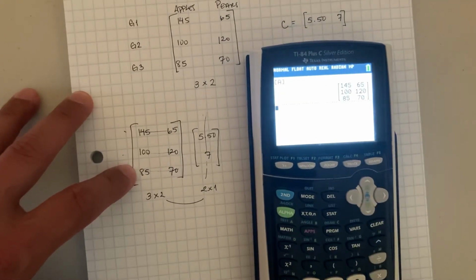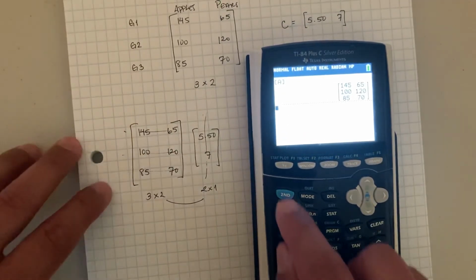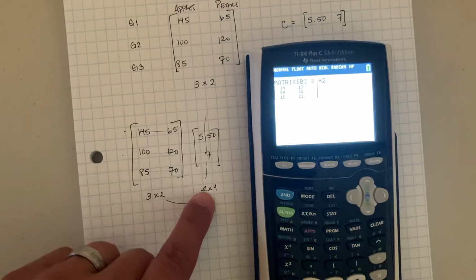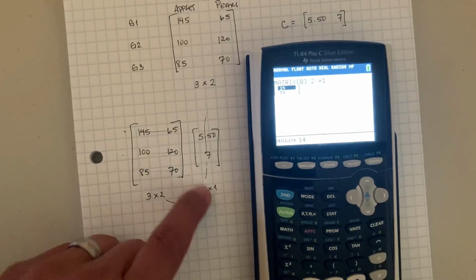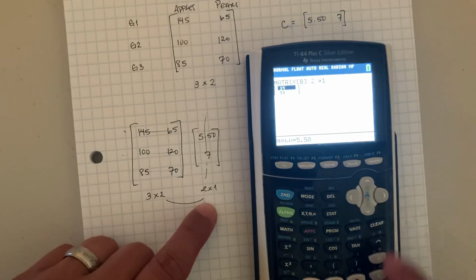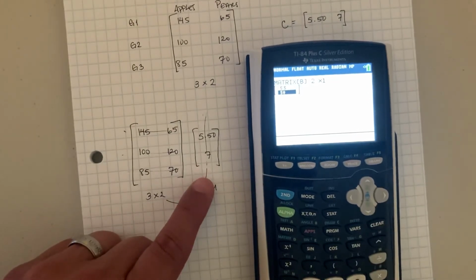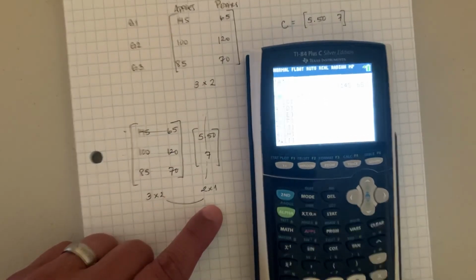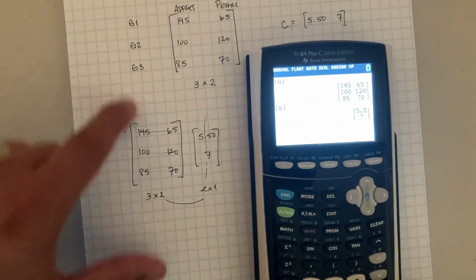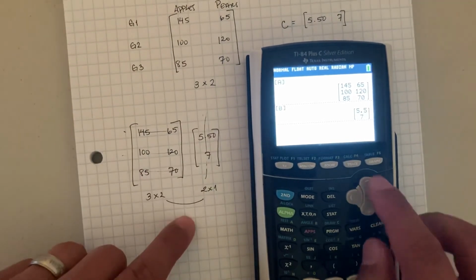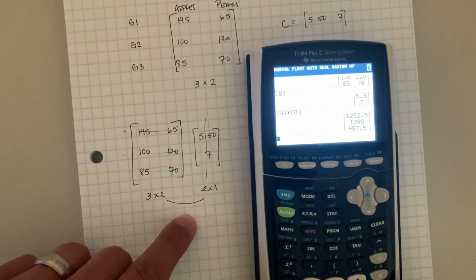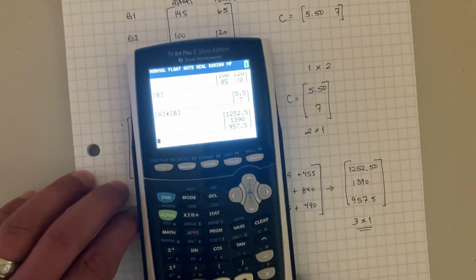Matrix A, we said it's a 3 by 2. There it is. That's what I have. And then let's go back to our second matrix and edit. The second matrix is going to be a 2 by 1. Hit enter, and it's going to be 5.50, enter, and then the last one is going to be 7. All right, cool. Second quit. Let's double check it. And there it is. Remember, this guy goes first, matrix A, and then matrix B. So let's scroll up, hit enter, times, scroll up, highlight it, hit enter, and there it is. And we did get the same thing.